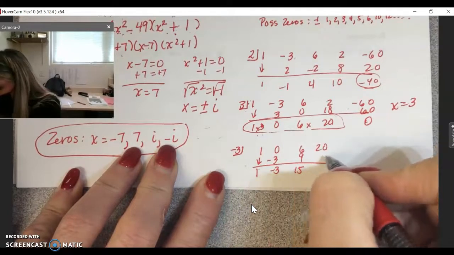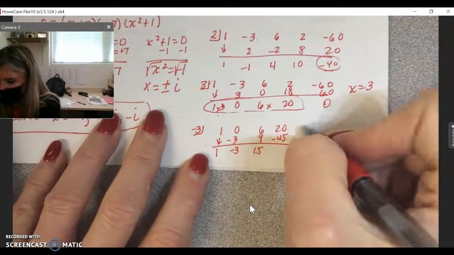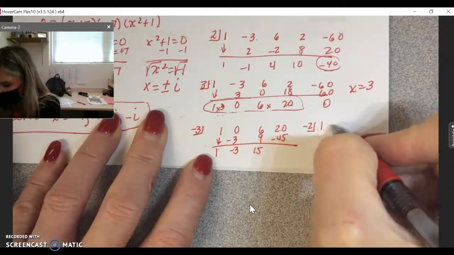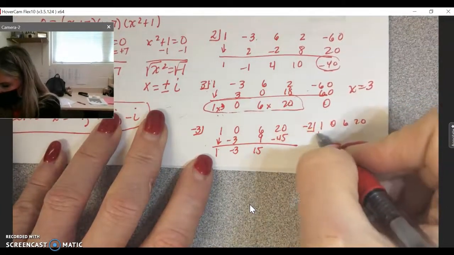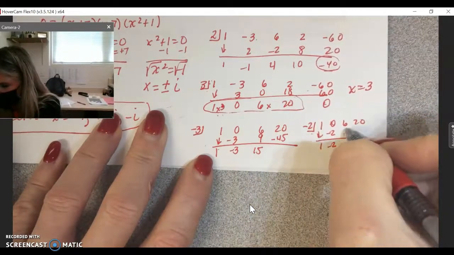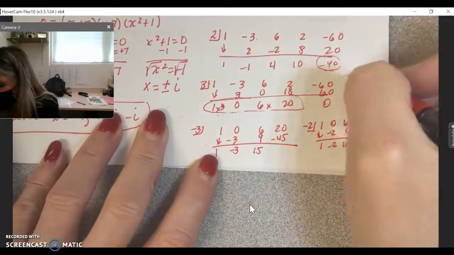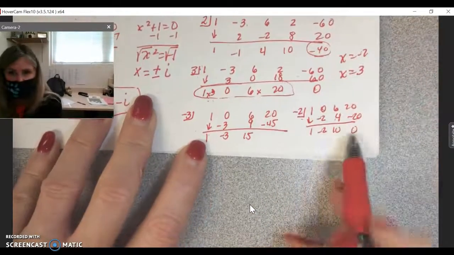Ooh, no. But what do you guys think it might be then if it's not negative 3? Let's try negative 2. Boom, we got it. Okay, so x equals negative 2 is the other one.